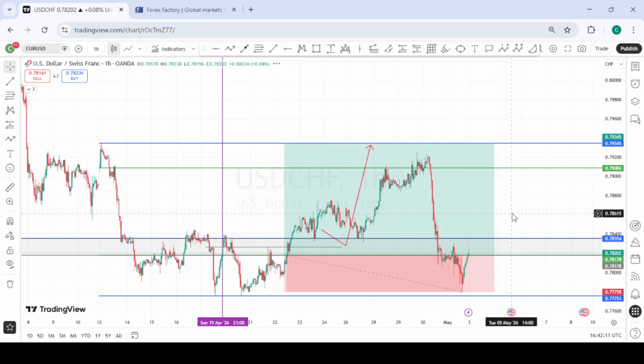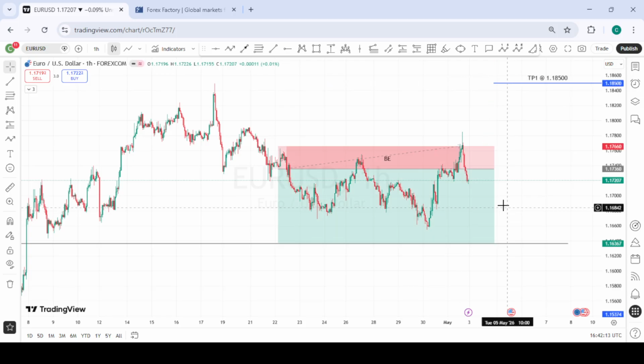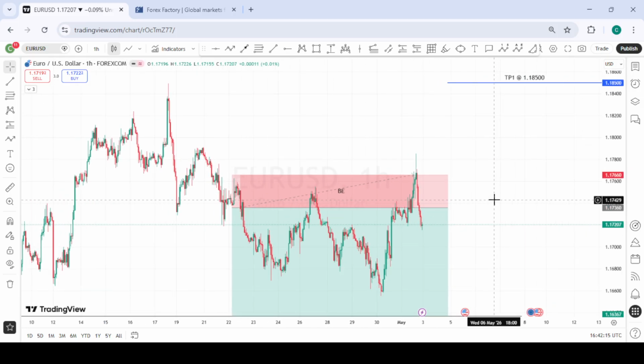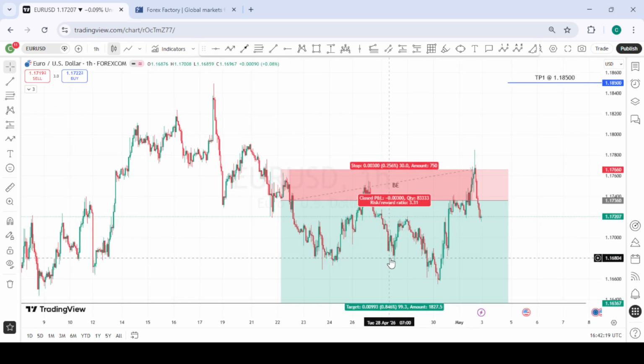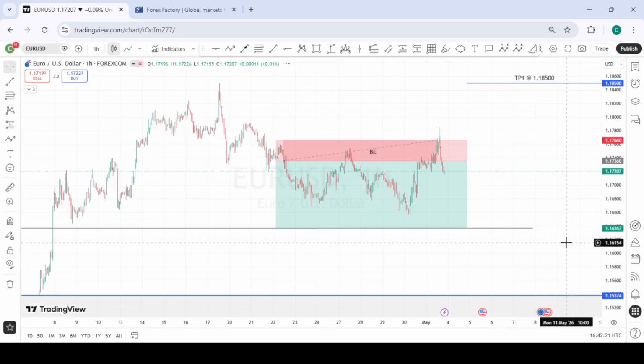So this is USDCHF, and we have EURUSD. We took a break even on EURUSD. Price direction changed completely, so we took a break even on EURUSD.